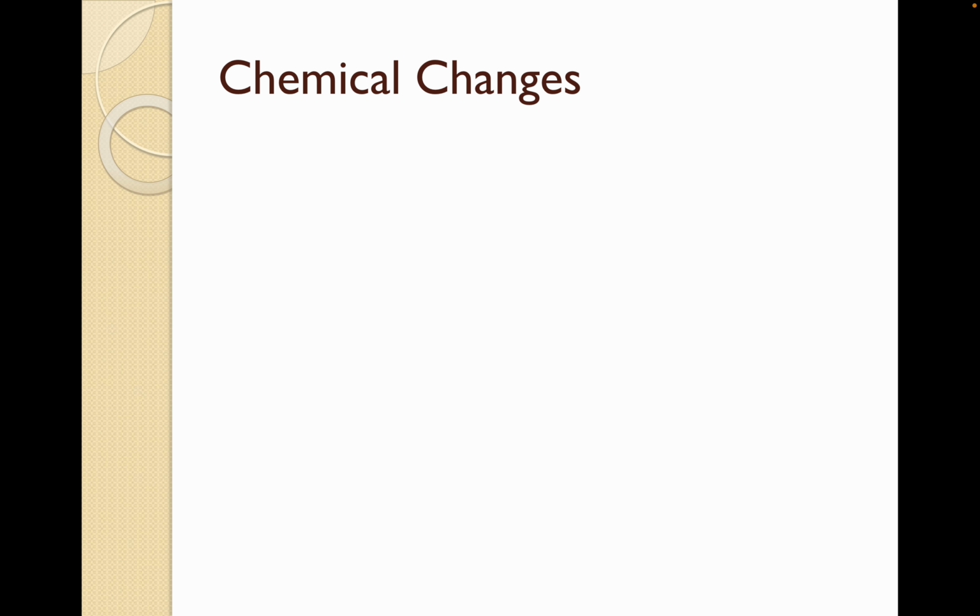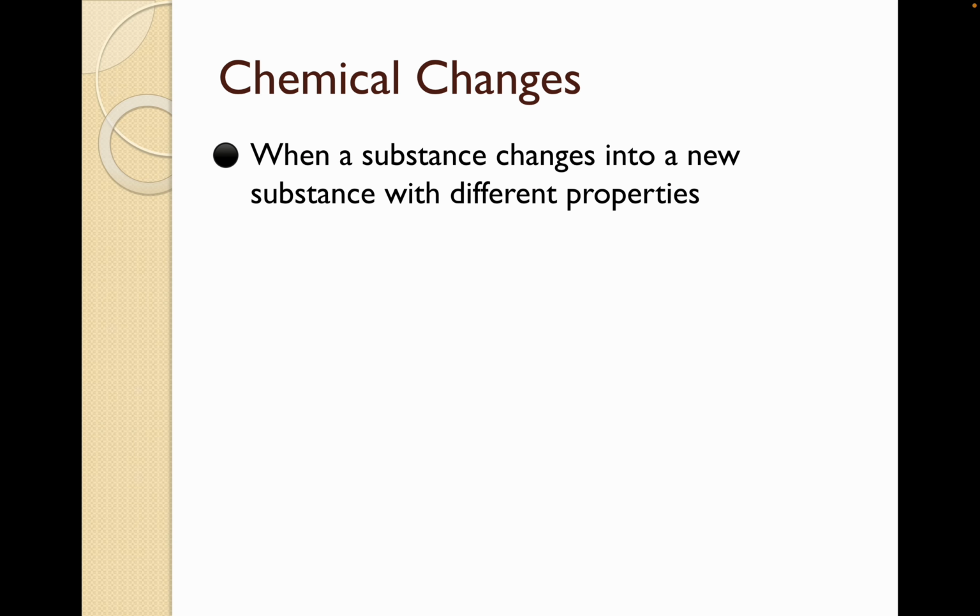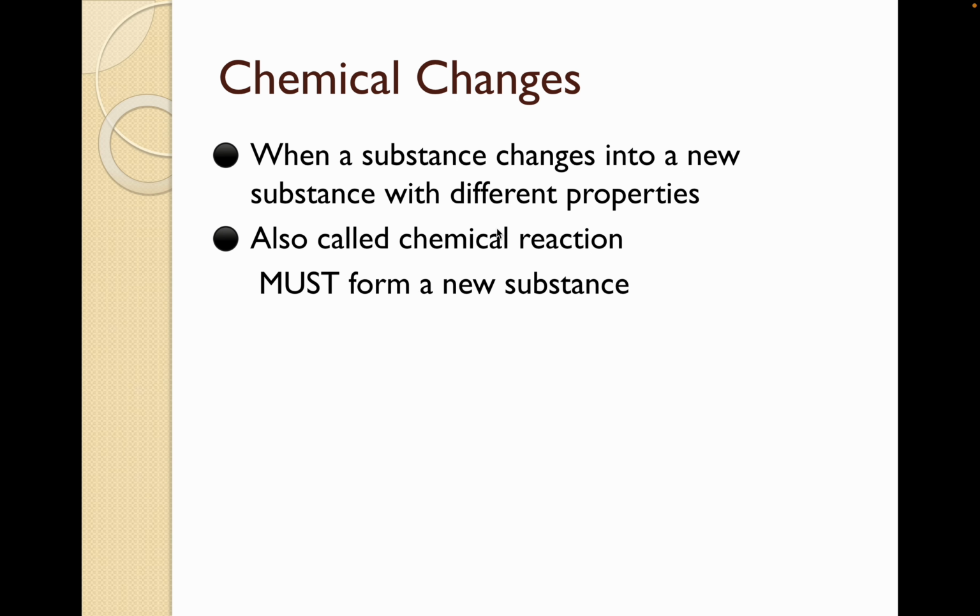So here's that. Chemical changes. There are going to be different signs when a chemical or substance undergoes a change, right? When it changes into a new substance with different properties than the original. That's what makes it a chemical change. A new substance that has different properties. Again, also called a chemical reaction, and it must form a new substance. If a new substance was not formed, as I mentioned, this was not a chemical change or reaction.